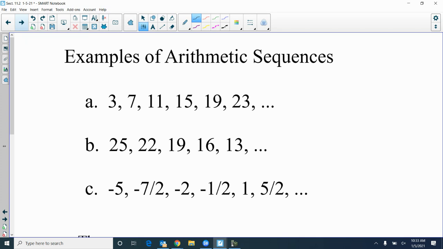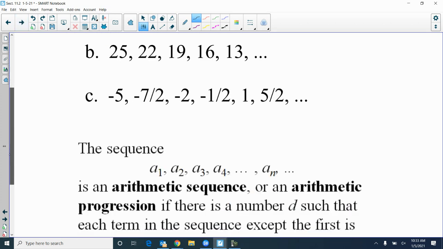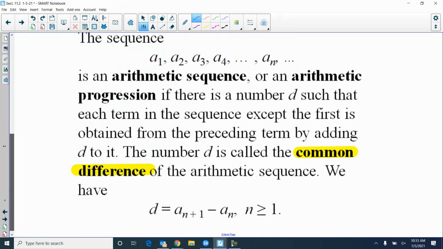By 1.5. There we go. By 1.5. Yep. Negative 5, that's negative 3.5, negative 2, negative 1/2, 1, 5 halves. Okay.